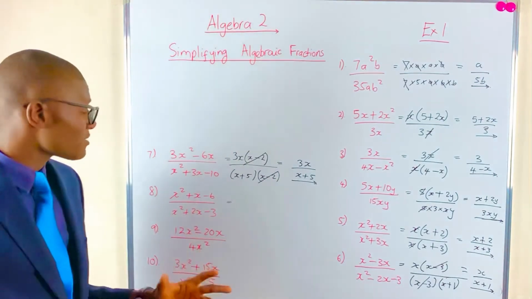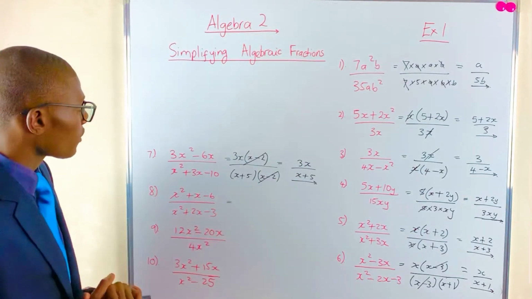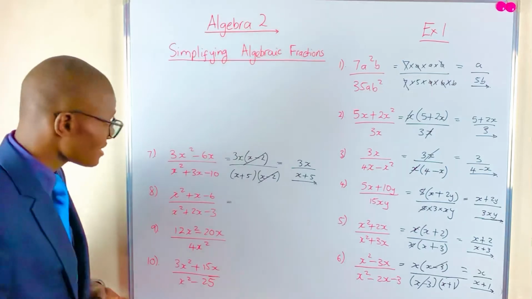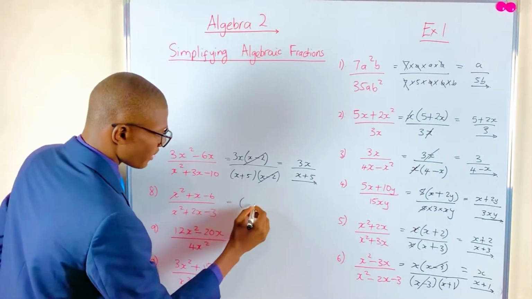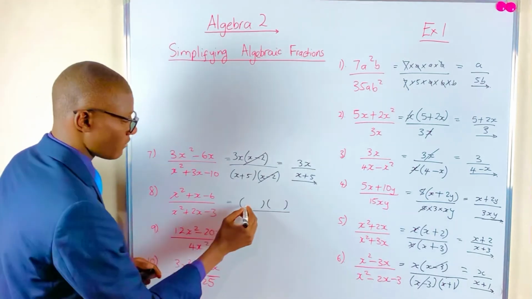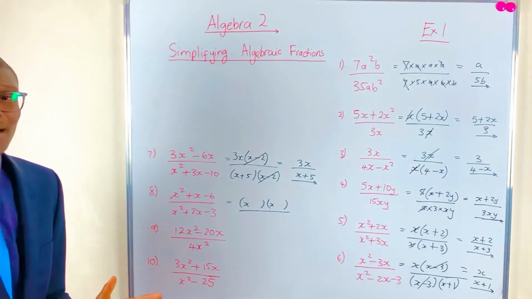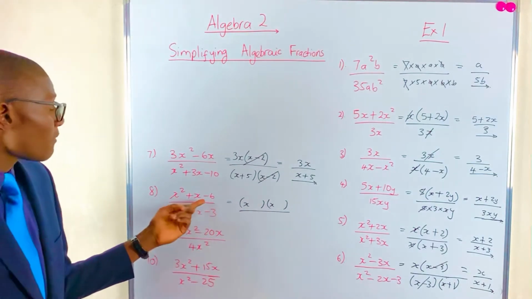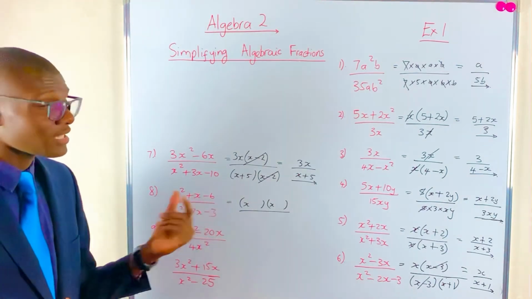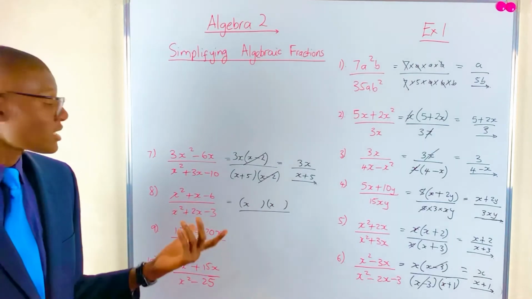We shall factorize both the numerator and the denominator. Then we see what will be common from there. So factorizing x squared plus x minus 6, we shall have two brackets here, then we've got our x there and our x there. So we shall look for two factors that when we multiply them, they give us minus 6, being the result of multiplying the first term and the last term. And when we add them, they give us the middle term, which is x.